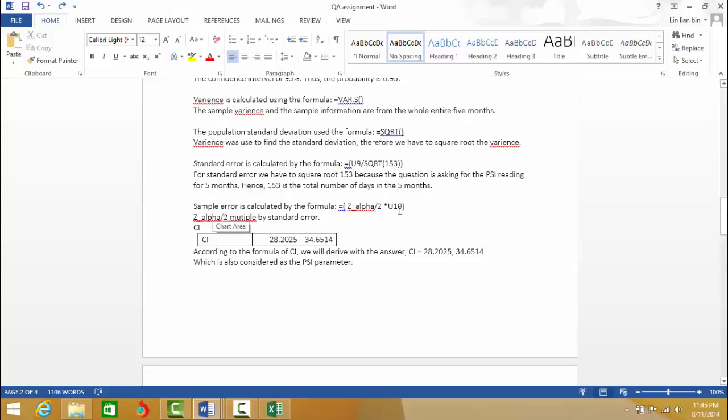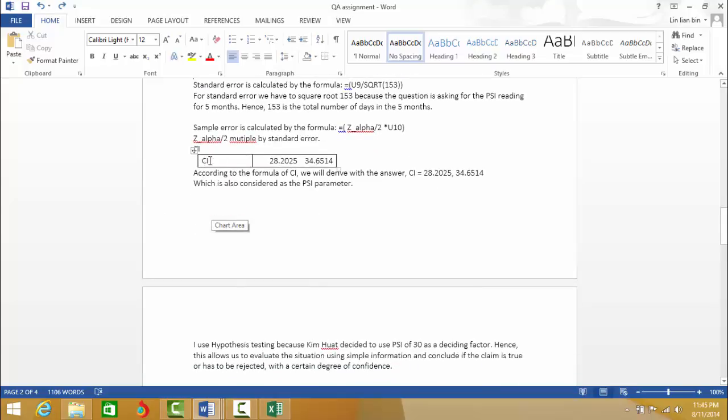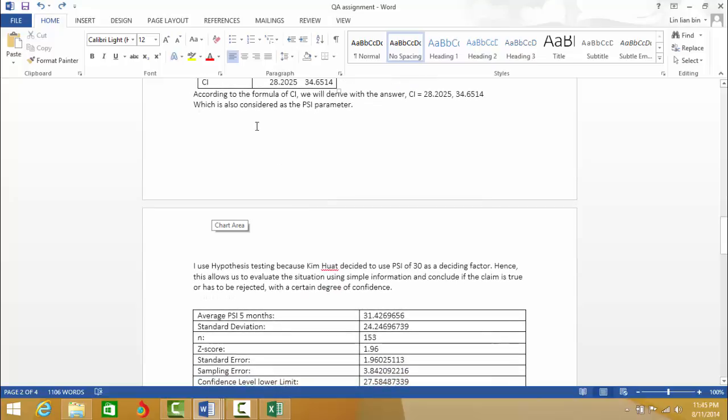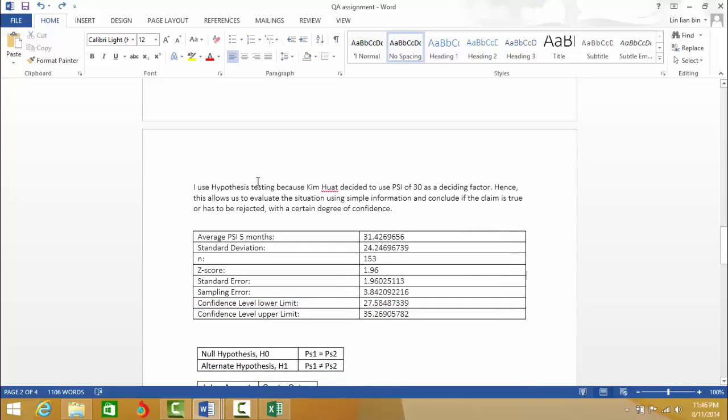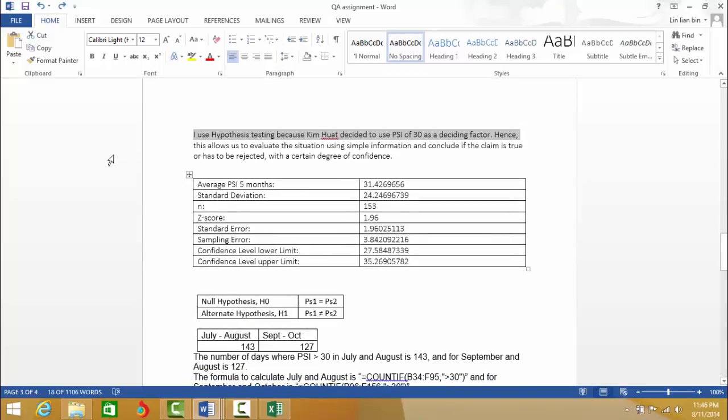Standard error is calculated using this formula as well. The Z alpha should be multiplied by the standard error, and this will help us calculate our confidence interval. According to the formula of the confidence interval, we derive an answer which has 2 values, which means that we can consider the PSI as the parameter. Kim Hwan also decided to use a PSI of 30 as the deciding factor. Therefore, I use this as my hypothesis testing. This allows us to evaluate the situation using sample information and conclude if the claim is true or has to be rejected with a certain degree of confidence.